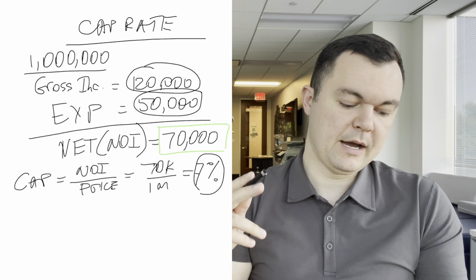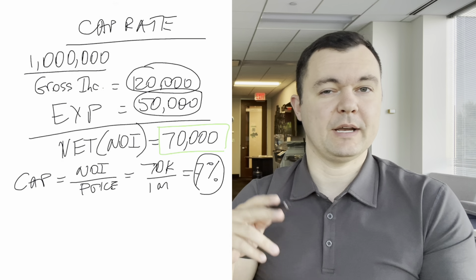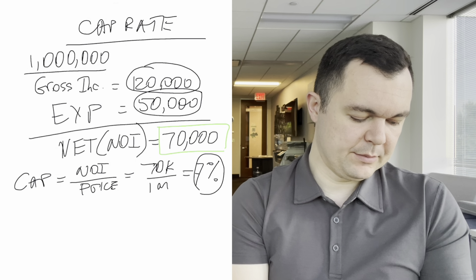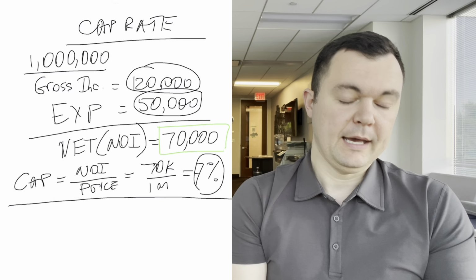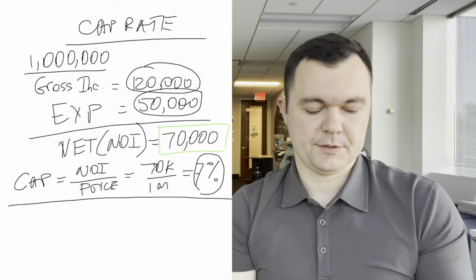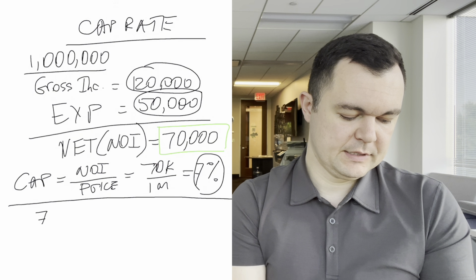That's the only reason. Now, I want to compare cap rate to a cash-on-cash return. All the numbers stay the same. Let's just put a line over here. And now we're going to have to add the mortgage. So then that 70,000 that we had.